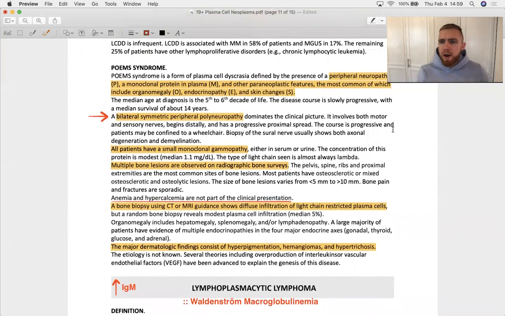Then there's POEMS syndrome. Memorize what that stands for. You've got a peripheral neuropathy that tends to be bilateral and symmetric. And we might as well stop there because nothing else in this SDL so far gives you a bilateral symmetric peripheral polyneuropathy. So that's definitely putting POEMS syndrome in your differential for the purpose of a test question. Other than that, it looks very, very similar to multiple myeloma with a monoclonal gammopathy and lytic bone lesions. However, you do not see anemia or hypercalcemia, so it is a little different.